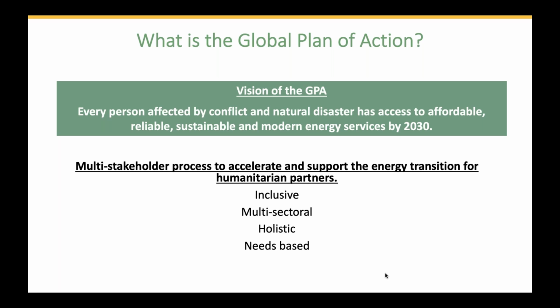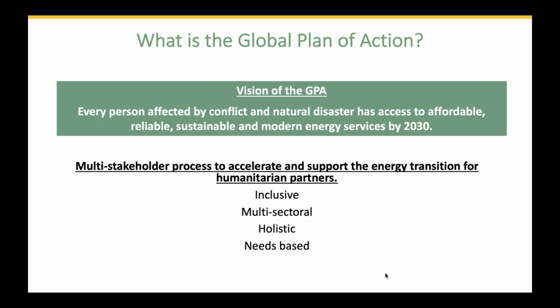And the idea of the GPA, or the vision of the GPA, is related to SDG 7, which Owen already pointed out. So our vision is every person affected by conflict and natural disaster has access to affordable, reliable, sustainable, and modern energy service by 2030. And in order to do so, I think one of the key takeaways is we need to collaborate. And that's why we started a multi-stakeholder process back in last year.